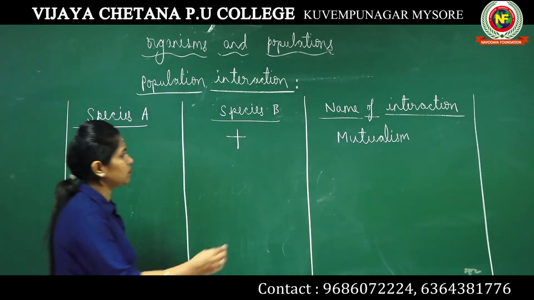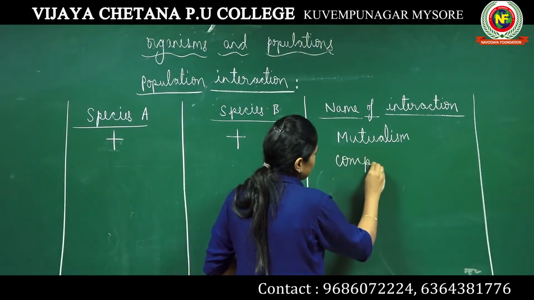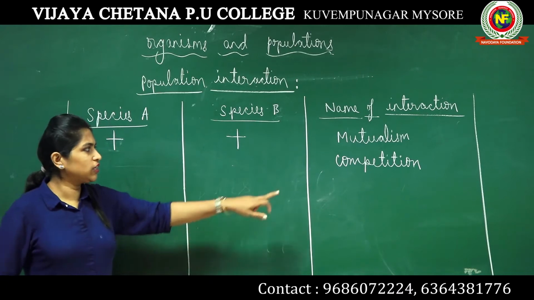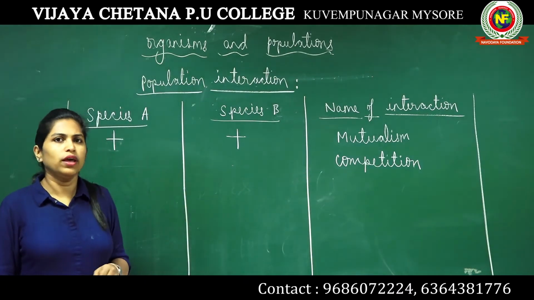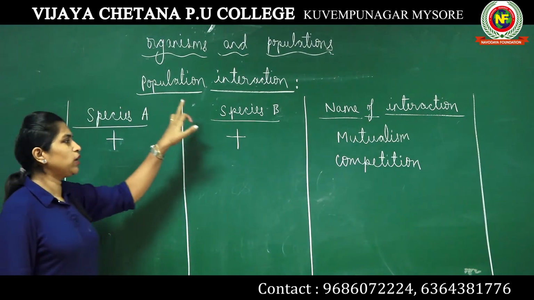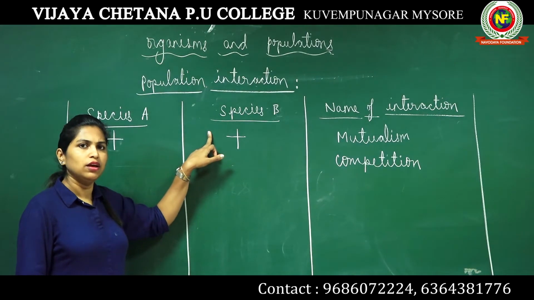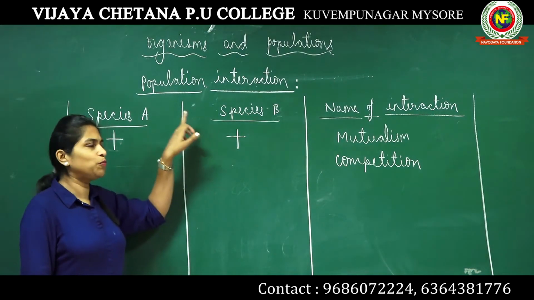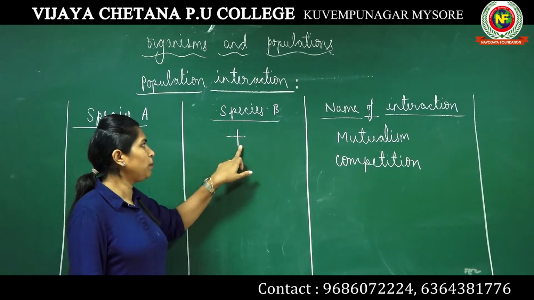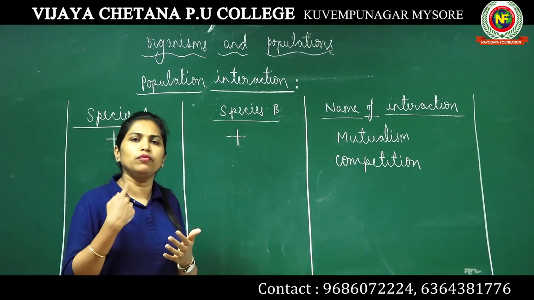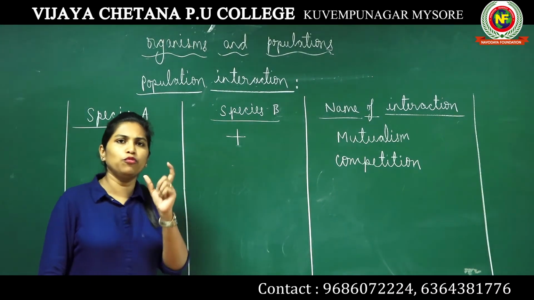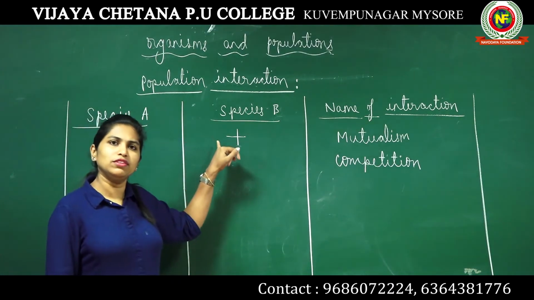Okay, next type of interaction is known as competition. Competition is such interaction in which species A will be competing with species B for a particular resource. Species A will be competing or fighting with species B for a particular resource. We will take an example of food. For food, species A is competing with species B.